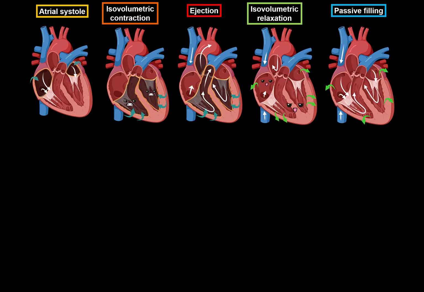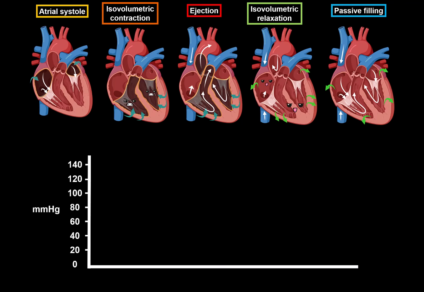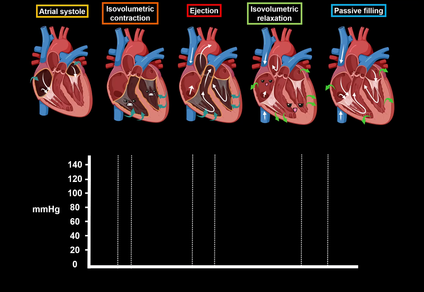Now, the cardiac cycle is all dependent on the pressure of the atria, ventricles, and the great arteries. So let's go ahead and make a pressure curve. Here in the vertical axis, we have blood pressure expressed in millimeters of mercury, and the time on the horizontal axis in seconds. Let's now divide this curve so that it corresponds to each of these 5 phases.